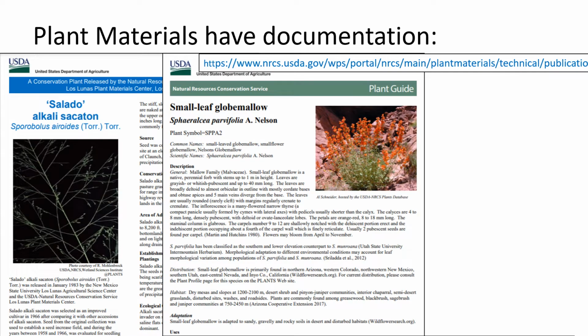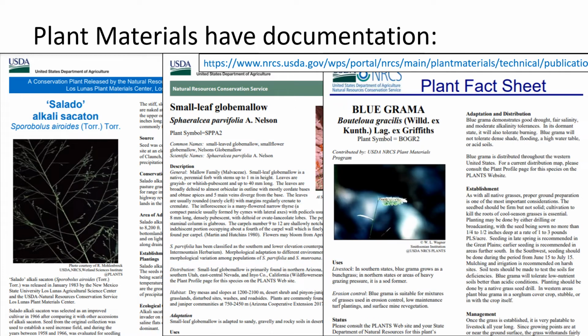There are some species for which no named plant material is on the market, but which plant material centers have worked with, like small leaf globe mallow. In this case, they have plant guides out, which give some general species-related information, which is also very helpful, just there is no particular named plant material out there. Some species, like blue grama, are important, and there are several named plant materials released for them. So in this case, NRCS puts out plant fact sheets and gives you some suggestions for uses, establishment, management, and describes the different named plant materials that are available.